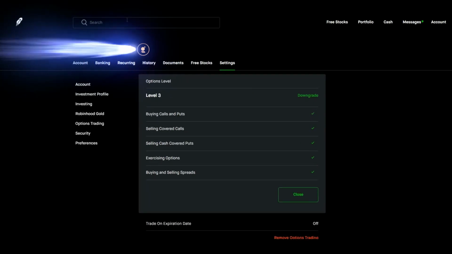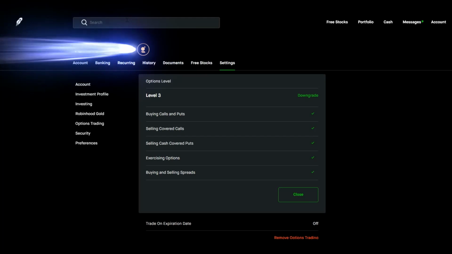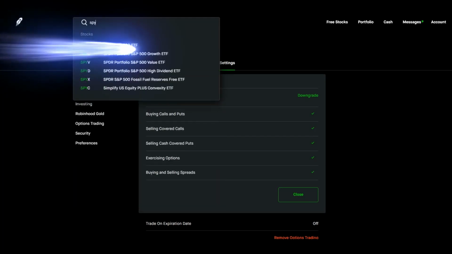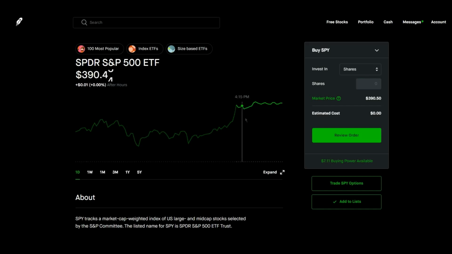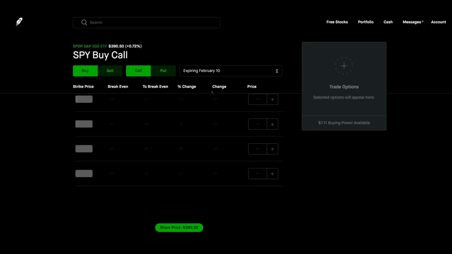But anyways, let's just pull up SPY, and we're just going to go over some calls and puts. We're going to lay down the basics. So first of all, what are call and put options? So I open trade SPY options.